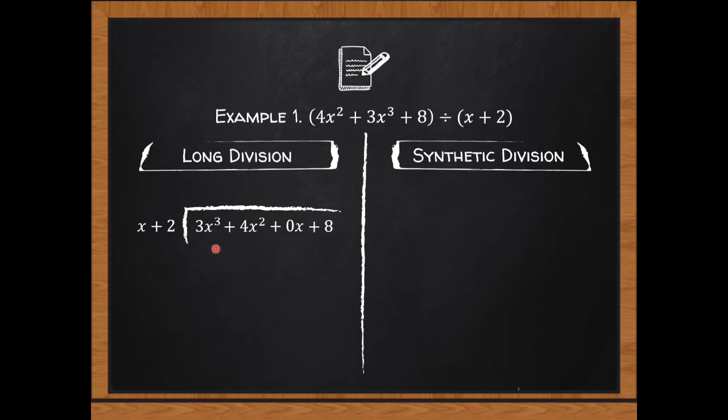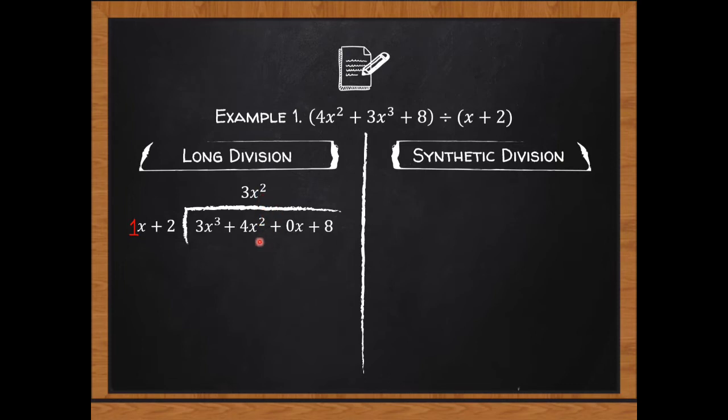Ang una pong i-divide natin is the first term of our dividend and the first term of our divisor. So that is 3x cubed divided by x, and the answer is 3x squared. Paano nakuha si 3x squared? 3 divided by 1, which is the coefficient of our x here, is equal to 3. Then x cubed divided by x will get x squared. Take note po, si 3x squared ay inalign ko dito sa second term, kasi po ang second term niya ay 4x squared. At kung napapansin nyo, ang degree ng kanilang variable ay the same.